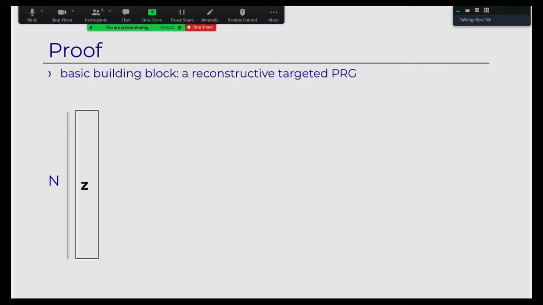And our building block is a simple reconstructive targeted generator, which is generally an application of Nissan-Wigderson, just a bit careful. So this is a basic building block. On the left you have big N bits. We know that a hard function exists. We just compute it. Now we're not storing the computational history, we're just computing the hard function, we get k bits. And think of the parameter choices in the theorem. N is big, k is tiny. K is n to the little o of 1.